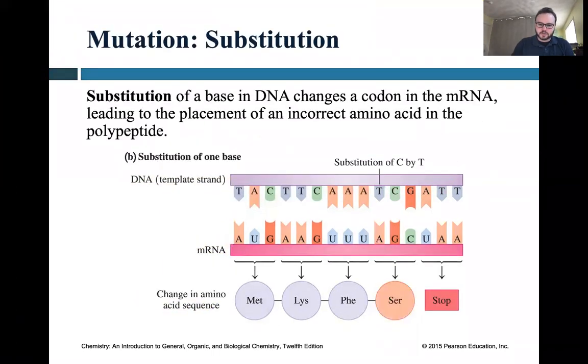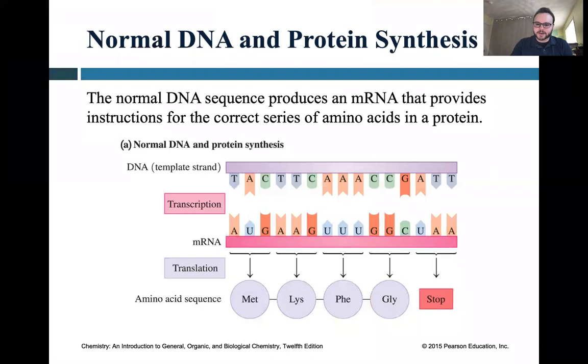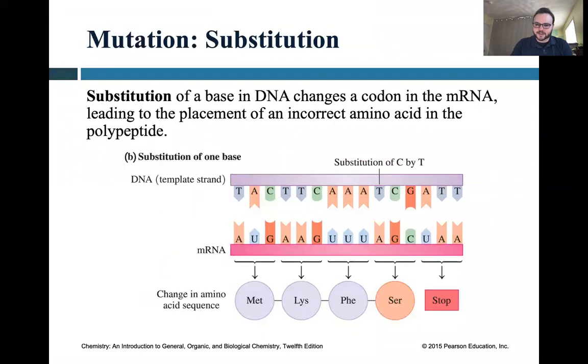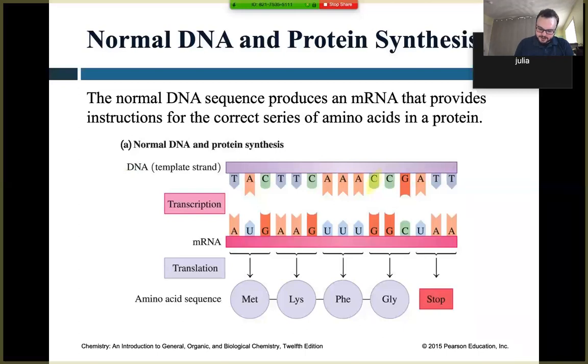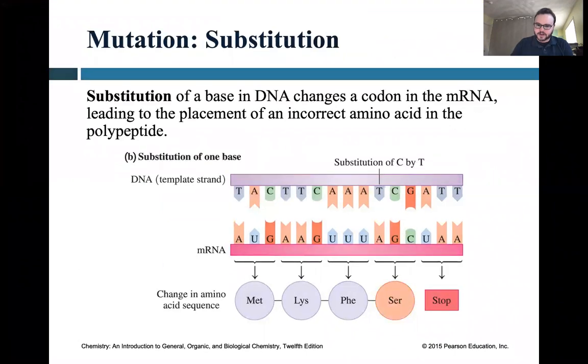Well, what happens? I know it's kind of hard to see, so I'm going to go back and forth a couple times. Keep your eye out where it says substitution of C by T. If you're taking a look where that is, there's our C right after the triple AAA, the one that says phenylalanine. That first C that I've highlighted, we're saying we had a point mutation, a substitution of T into C.